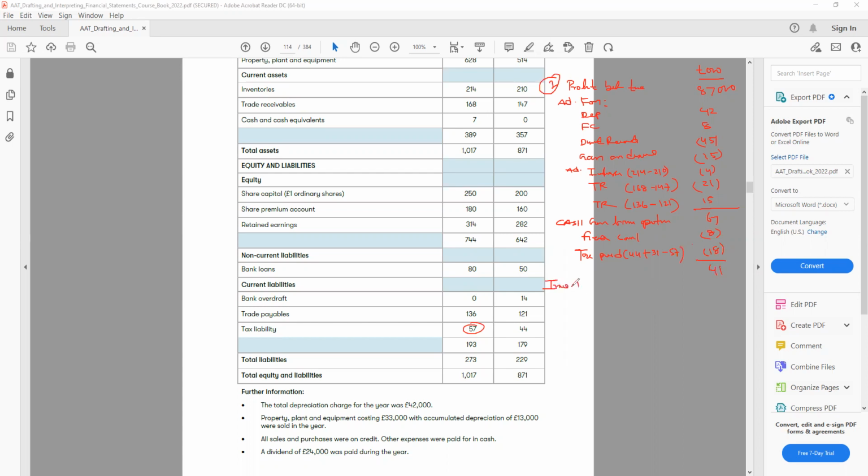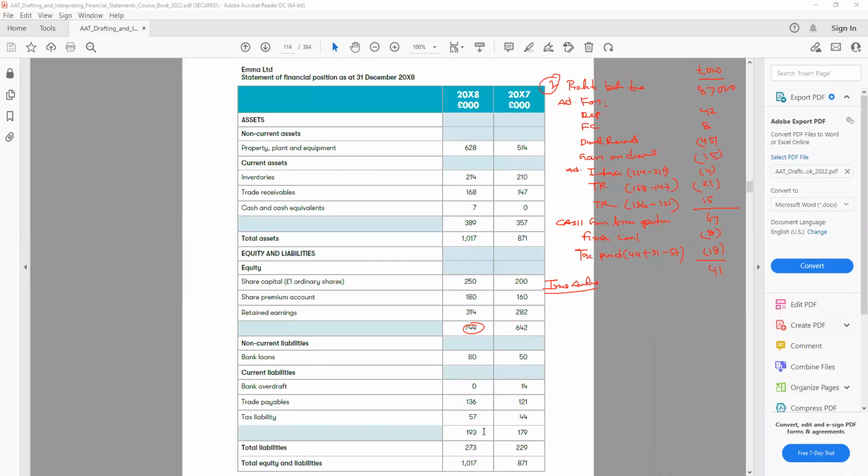Investing activities. On the investing activities, we need to look for how much money you have invested to buy non-current assets, or whether there is any dividend received because of the investment. So first we start with the PPE, that is property, plant and equipment. So you can see here, we have an opening property, plant and equipment, and the closing. At the beginning, we have 514.